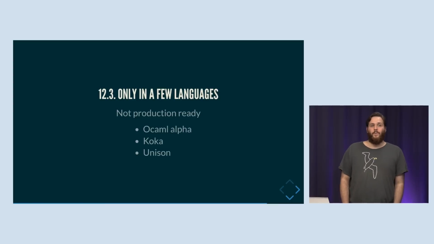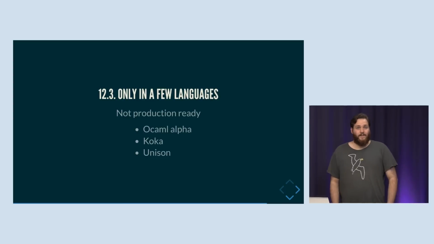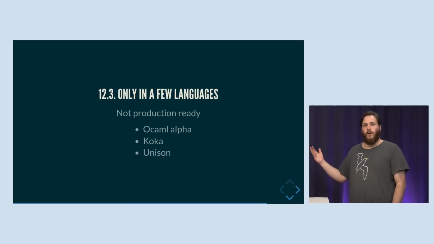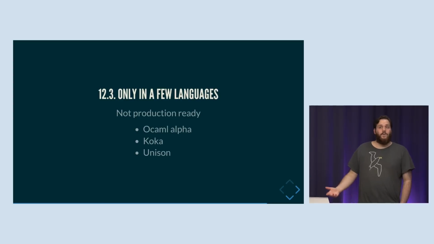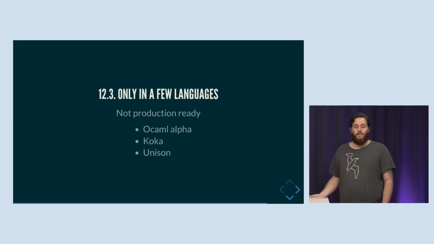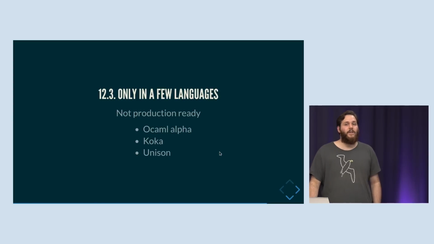Then there's also Koka, which is mostly a research language, and as a research language has some downsides. But they're moving towards making it more practical, so maybe it will work. Then there's Unison. Unison is meant to be a very practical language, but it's still a very early release. It's a super young language, the youngest of the three. So I wouldn't use any of them in production yet, but all of them show really interesting promise.